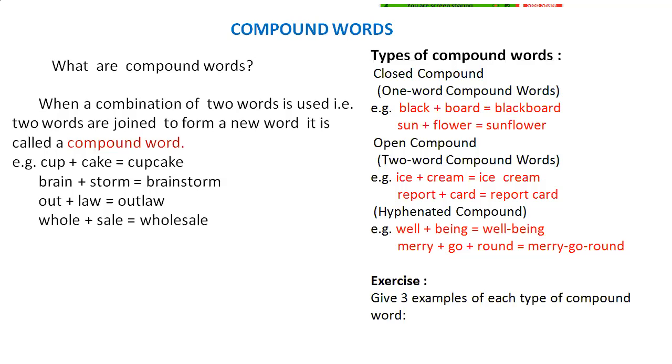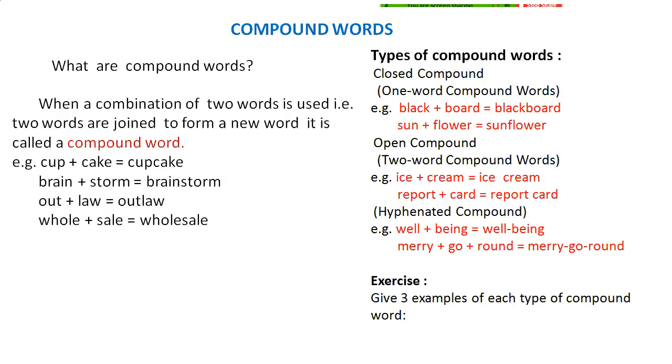Similarly, when we took the word sun and we took the word flower and we combined them together, we got a new word, sunflower, which was joined together completely. They weren't separated. Such kind of compound words are called closed compounds.